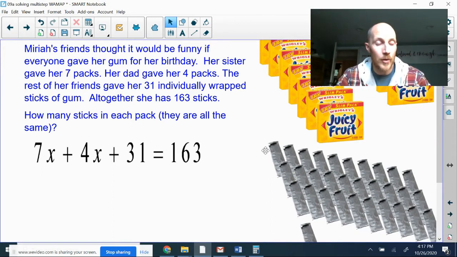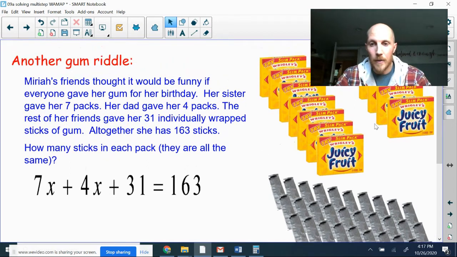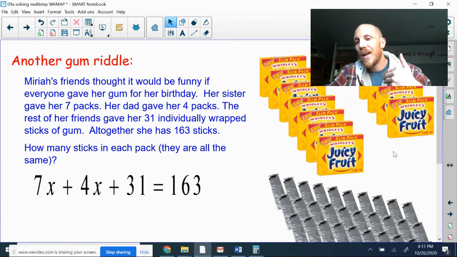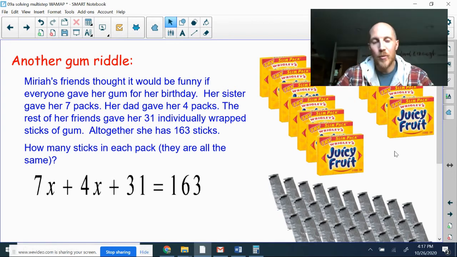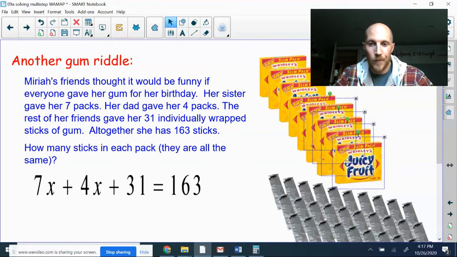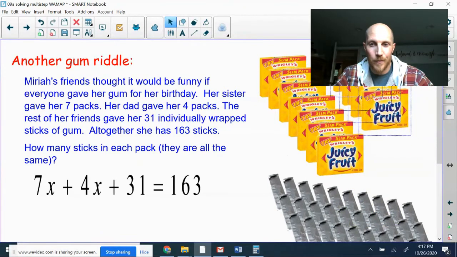So I'm going to use an X to represent the number of sticks in a pack. Does she, for any reason, need to keep track of 7 packs coming from her sister and keep those separate from the 4 packs that came from her dad? Not in terms of what we're after in this problem, where we just want to find out how many sticks are in a pack, right? A pack is a pack. They're all identical, whether it came from this person, that person, whatever. So I can just put the 7 packs and the 4 packs all together, right? And add them up. That's 11 packs, right?